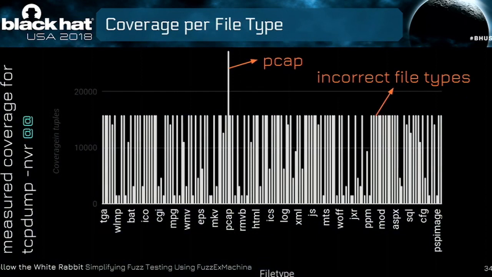Okay, so what you can see here is a result of that heuristic. On your x-axis, you can see the different file types. And then on the y-axis, you can see the total coverage the sample files yielded for the TCP dump execution I elaborated on earlier. And we can really see this peak here for the PCAP file type. So this would allow us to identify PCAP as the right file type and thus choose good seeds.